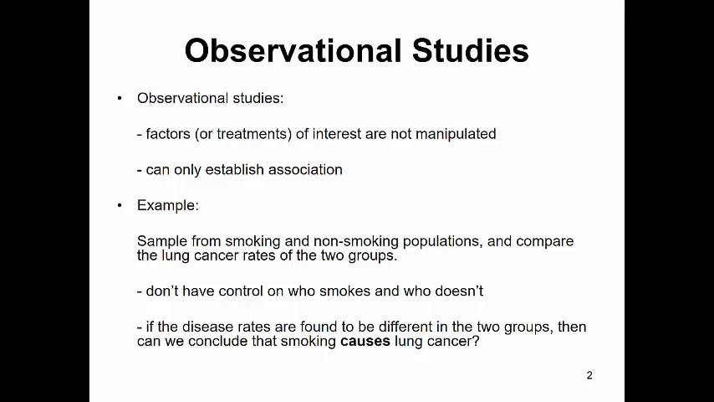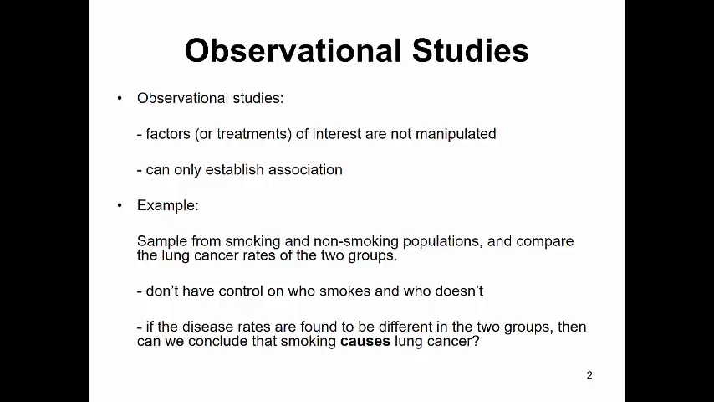So you've probably heard many times that you can only establish association, meaning that the two things are just associated with each other. You can't make those causal statements. For example, if you're sampling from smoking and non-smoking populations and comparing the lung cancer rates of the two groups, you don't have control over who smokes and who doesn't. So again, you don't have the control to be able to manipulate those factors.